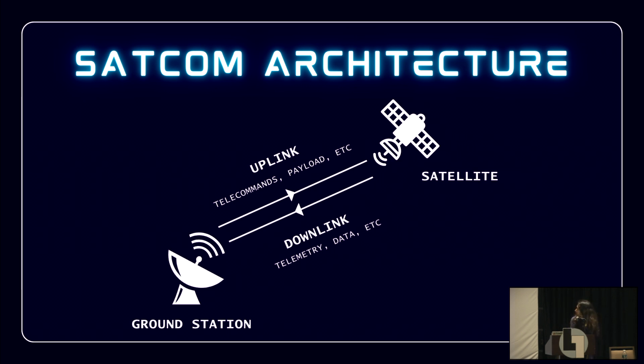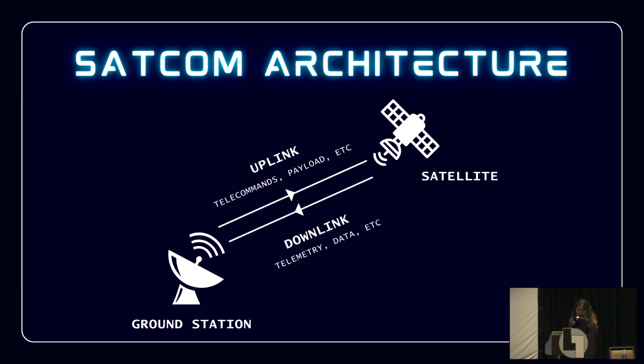So this is a typical simplified diagram of the Satcom architecture. Whenever you have any form of satellite communication, you'll have a ground station and you have the satellite, which is the target. And as depicted, the upward pointing arrow is called the uplink, and the arrow that's pointing downward is called the downlink.